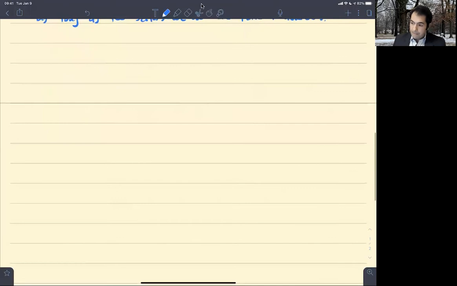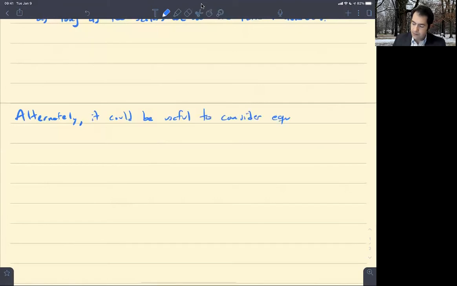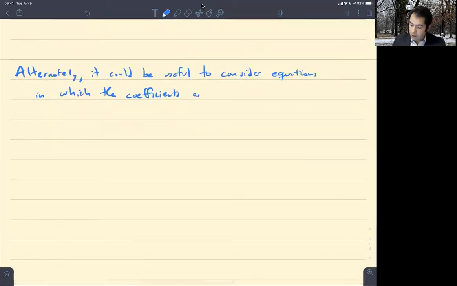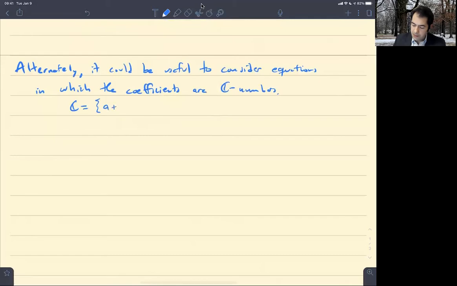On the other hand, it could be useful to consider equations in which the coefficients, instead of being real numbers, are maybe part of something larger. So complex numbers, for example. Right, so here, as you know, the complex numbers are numbers that look like a plus ib, where a and b are real numbers, known as the real and imaginary part, and i, of course, is a number that squares to -1, right, which is not possible in the real numbers.